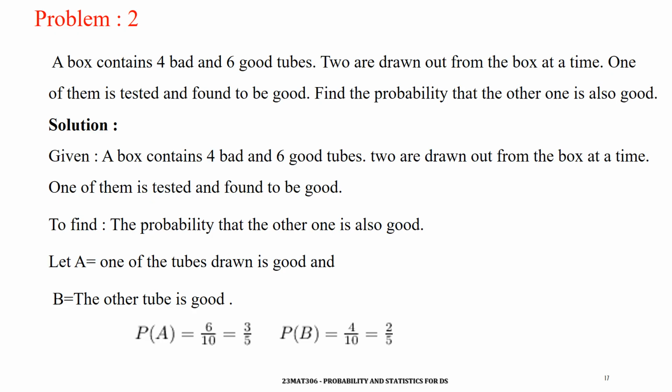So, let A be one of the tubes drawn is good and B, the other tube is also good. We have to find the probability that the other one is also good. So, probability of A is equal to 6 good tubes out of a total of 10 tubes. So, 6 by 10, which is equal to 3 by 5. Similarly, probability of B is equal to 4 bad tubes out of a total of 10. So, 4 by 10, equal to 2 by 5.